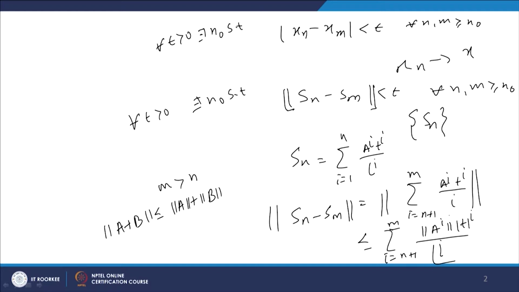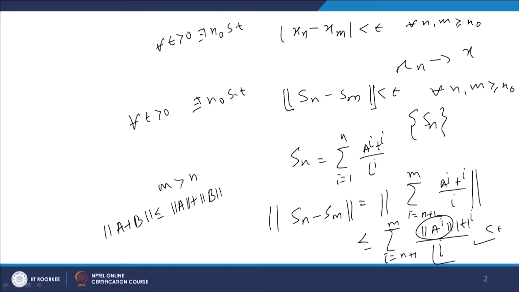Now, this norm of a to the power i is some number, because norm is a function from the space to the real line. So, it basically reduces to a sequence of real numbers, and we simply say that if this can be made arbitrarily small, then we are done, then Sn satisfies the Cauchy criteria and we are done.